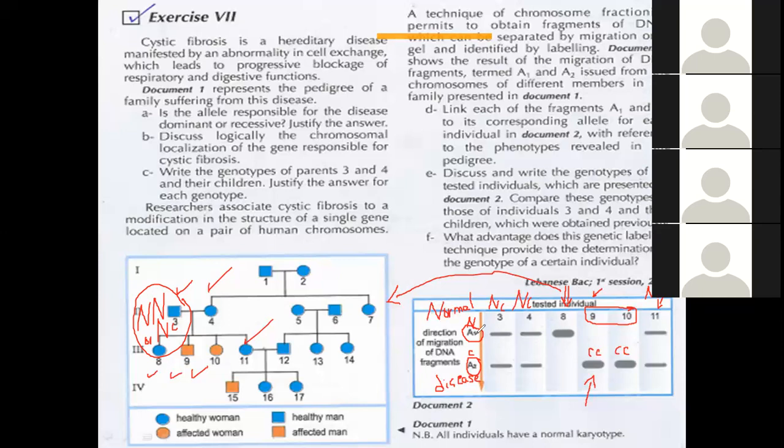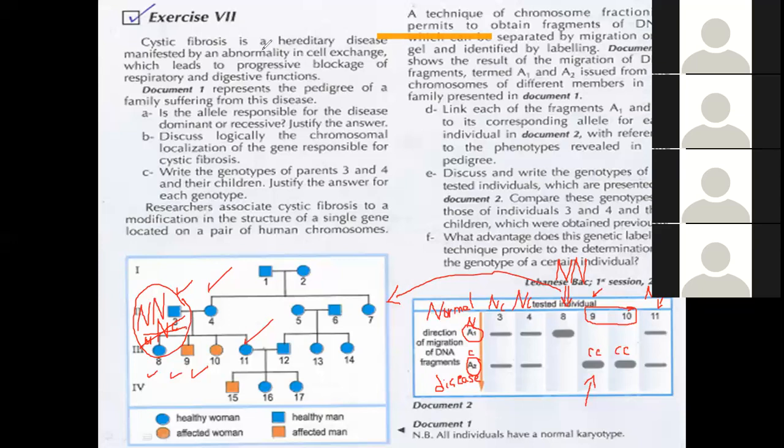Yes, NN, an NN. So it's no more NC. So it's 100% NN. There is no chance for NC. Why? Because this technique helps us to detect the genotype exactly, without any ambiguity or confusion. So this is the advantage of this genetic labeling technique. This part F allows the precise detection of the genotype without any ambiguity.